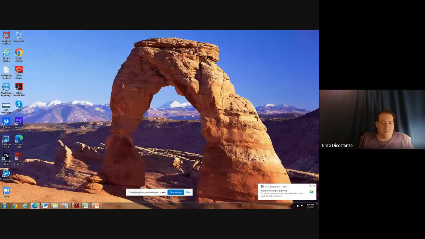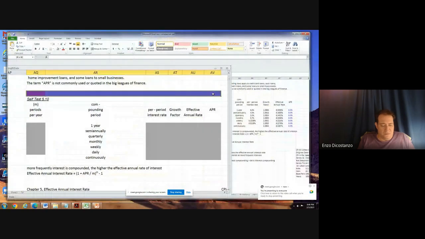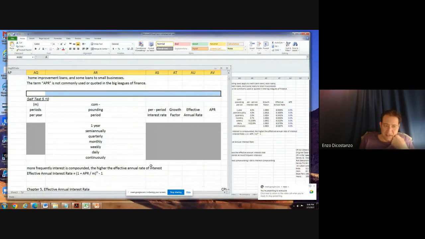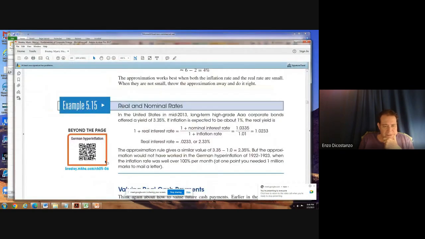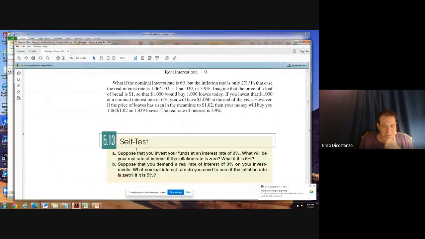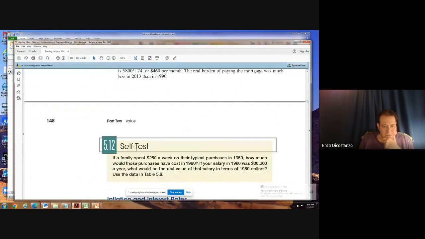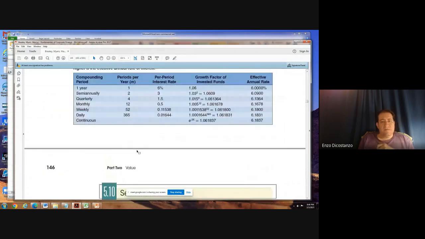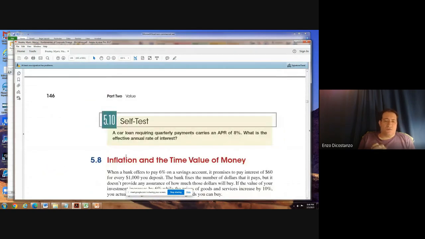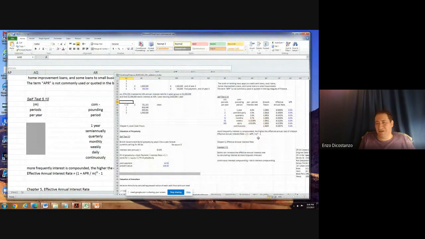And actually, before we even start the PowerPoints, we left out the self-test here. Here it is: a car loan requiring quarterly payments of APR 8%. What's the effective annual rate? Well, I think we did them all. So let's, we didn't just do 8%.